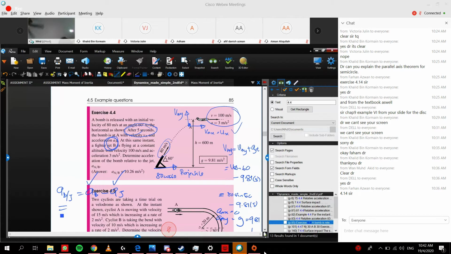Okay. Why do they ask a very simple question? They didn't ask about the velocity, is it? I think the question should ask the VBJ as well. This one is more difficult. This is VB minus VJ. Okay? Because we need to calculate the V.